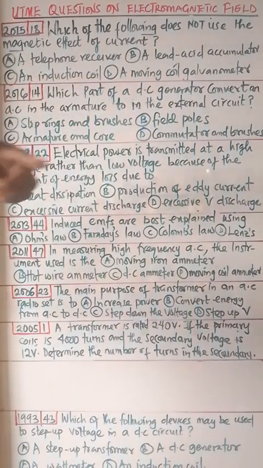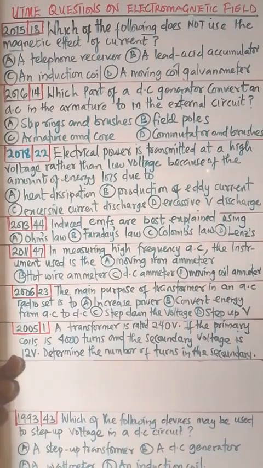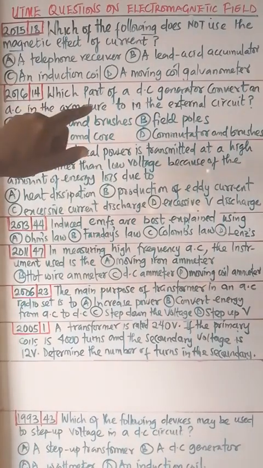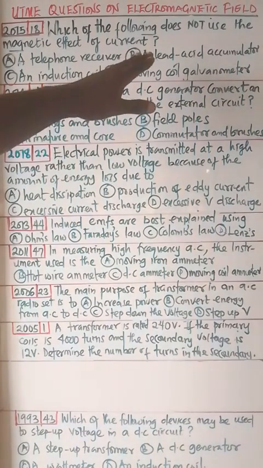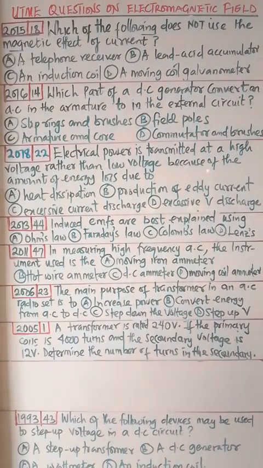A telephone receiver. In a receiver we have a magnet, although what we have there is a soft iron core. So when there is current flowing, what happens? Magnetism will occur, so it is part. The lead acid accumulator has nothing to do with it, it is a chemical effect, converting chemical energy to electrical energy. So it has nothing to do with magnetism. So the answer is B.